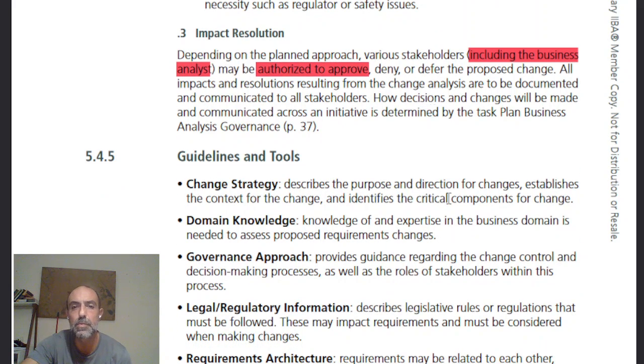All impacts and resolutions resulting from the change analysis are to be documented and communicated to all stakeholders. How decisions and changes will be made and communicated across the initiative is determined by the plan business analysis governance.